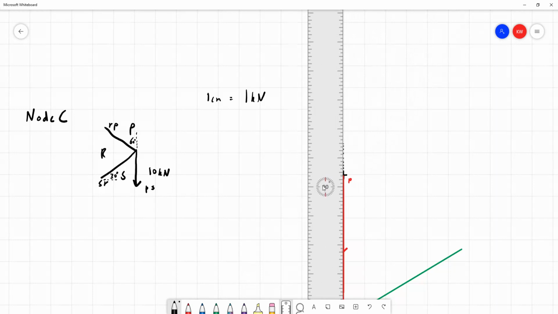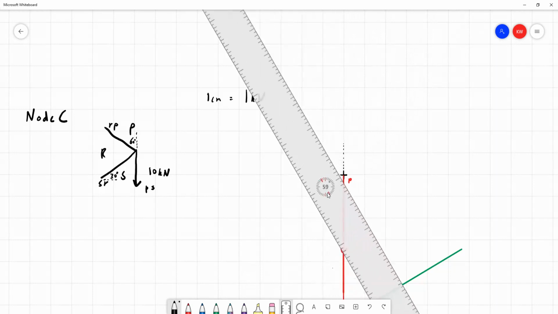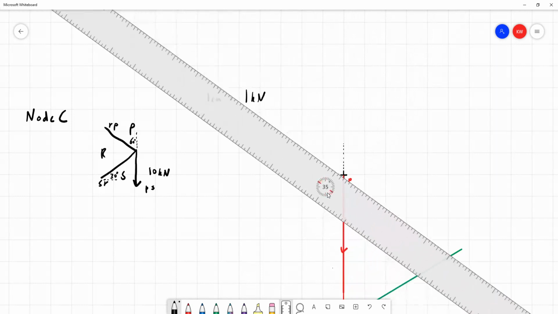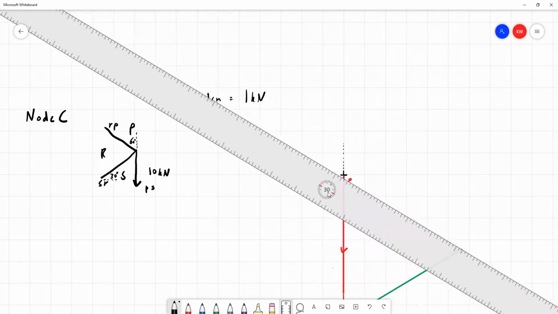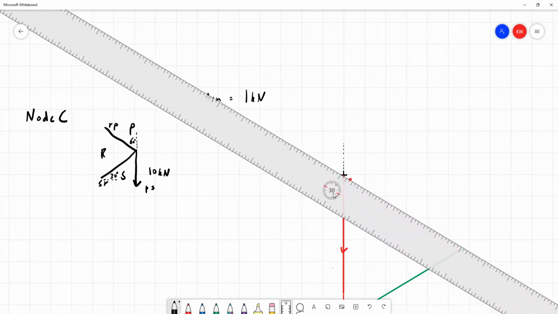I'll measure around 60 degrees from there. So although it says 30 on my ruler, it's because I've measured 60 away from 90. And we'll draw a line through the end of this vector here.